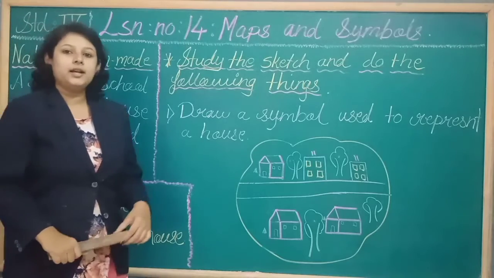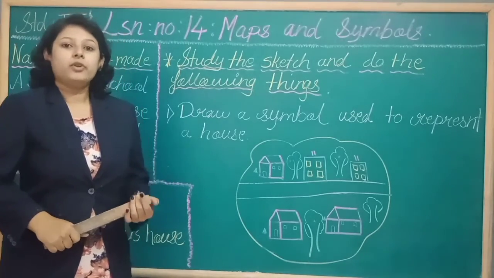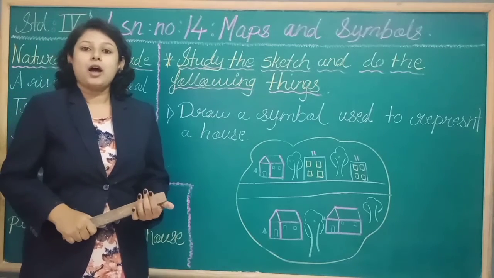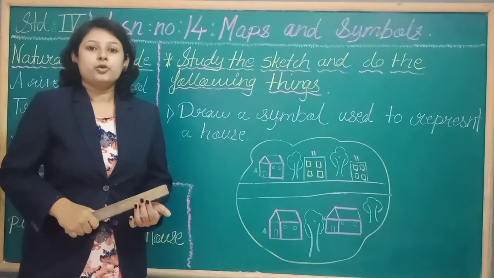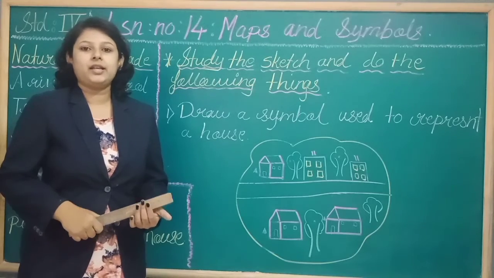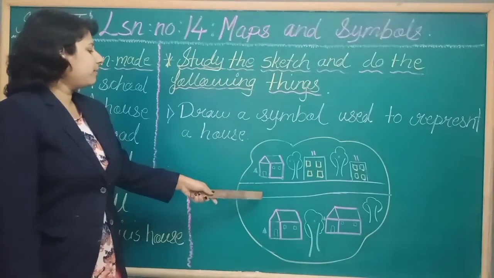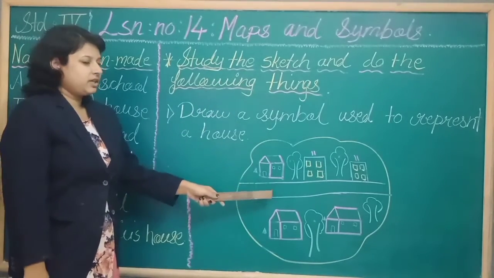We have studied Anju's house sketch. We have studied the map. We have also studied how symbols are used to identify places, things, trees, buildings, roads, everything. Now, let's study one more map, a small map I have made here.